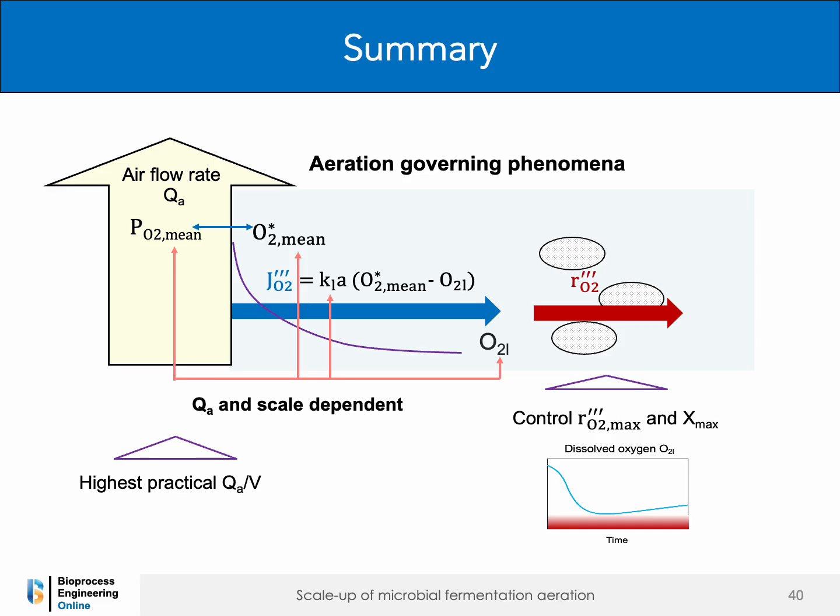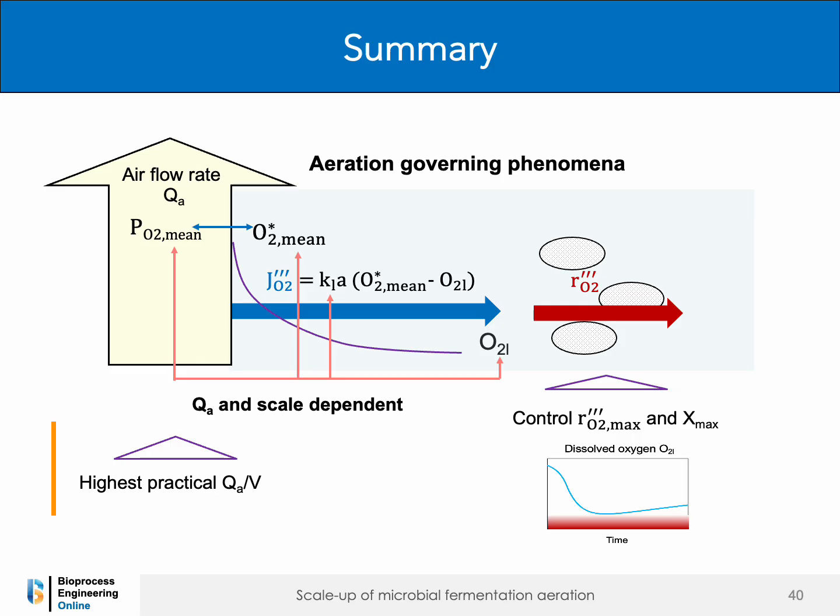In summary, this tutorial has addressed the challenges and methodology associated with the scale-up of aeration in microbial fermentations. Aeration scale-up is inherently difficult because most key variables are strongly scale-dependent, including oxygen solubility, the volumetric oxygen transfer coefficient KLA, and the resulting dissolved oxygen dynamics during the course of the fermentation. The principal operational parameter governing aeration is the airflow rate through the fermenter, which determines both the oxygen content of the gas phase throughout the vessel and the gas-liquid interfacial area available for oxygen transfer.